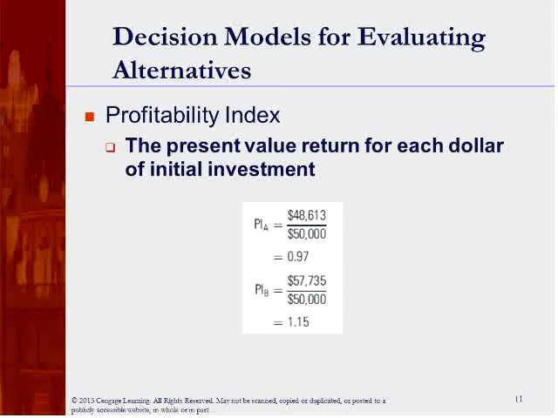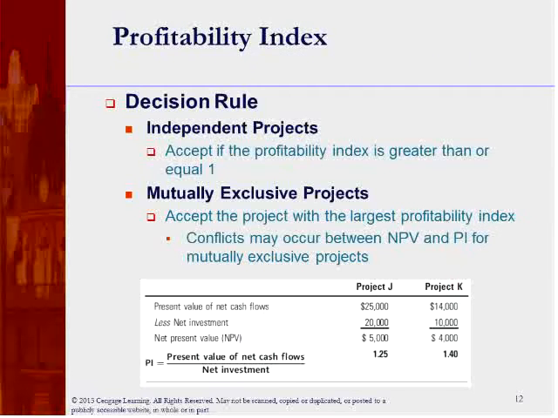Any questions on this? Well, how do you decide? You accept if the profitability index is greater than or equal to 1, and you reject if it is less than 1. In mutually exclusive projects, you accept the project with the largest PI.